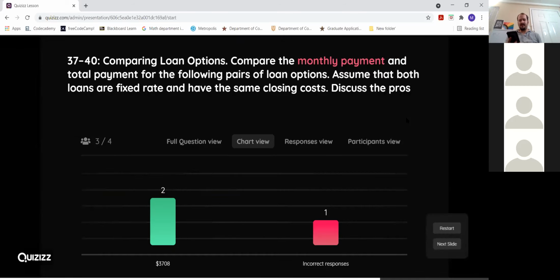They should get 3708 when you plug it into the formula. And then if we do 3708 and we do that 12 times for 15 years, how much are we going to pay?